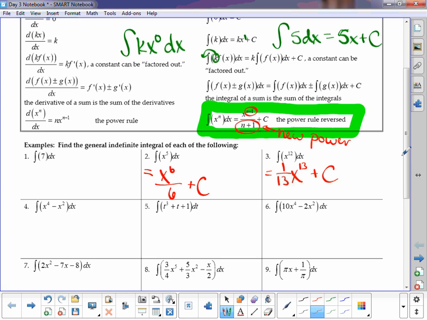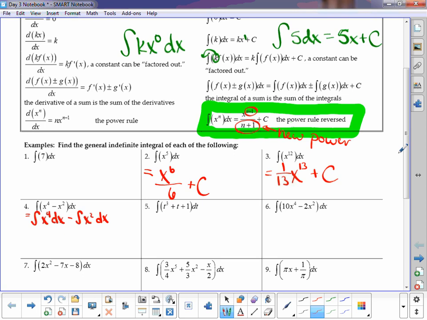Alright, now with number 4, we have that sum and difference rule happening. So technically what this is the integral of x to the 4th dx minus the integral of x squared dx. Notice that each piece, if I have an integral, must have that differential with it, the dx with it. I cannot have integral of a function without that differential specified. It will be wrong. You must have proper notation here.